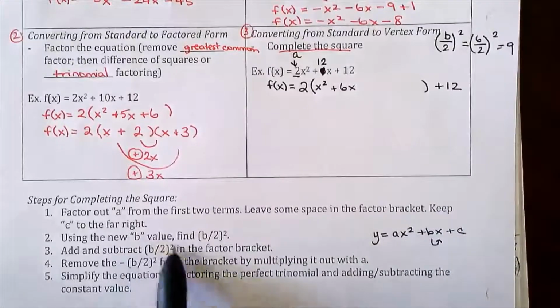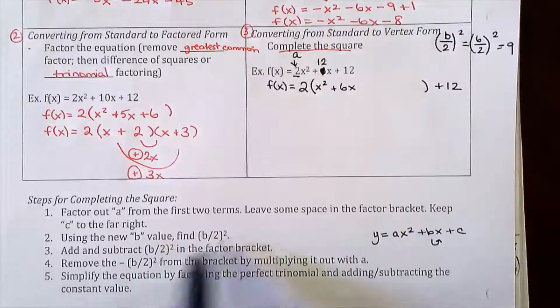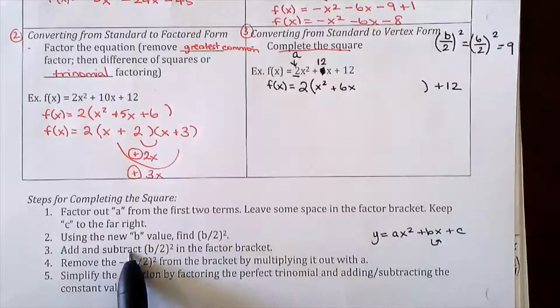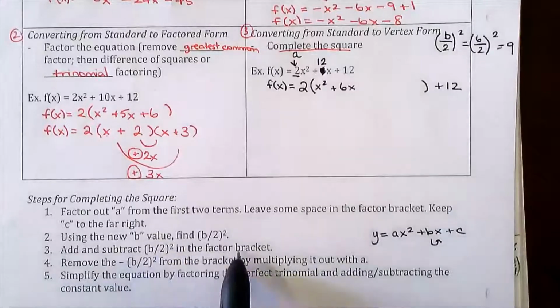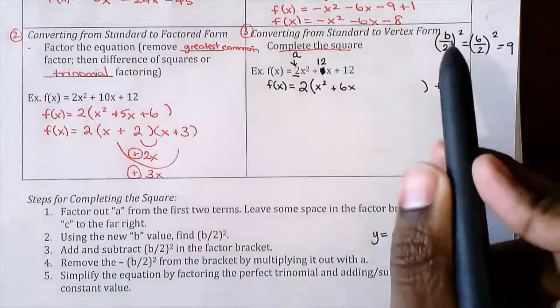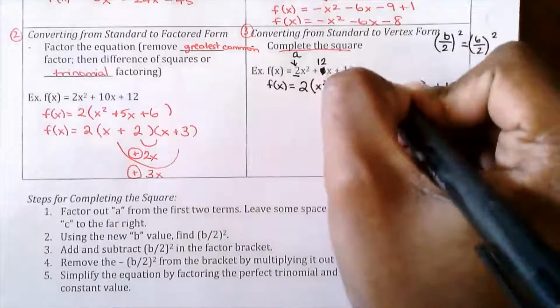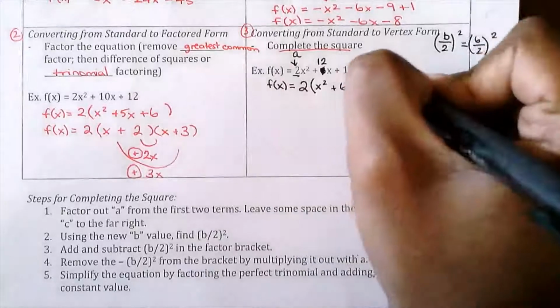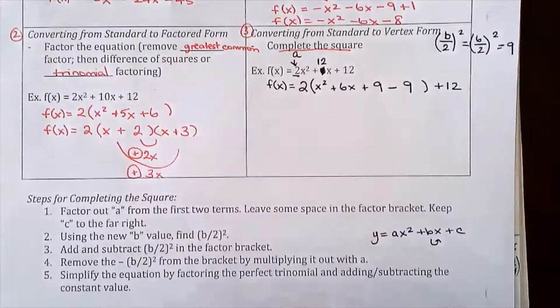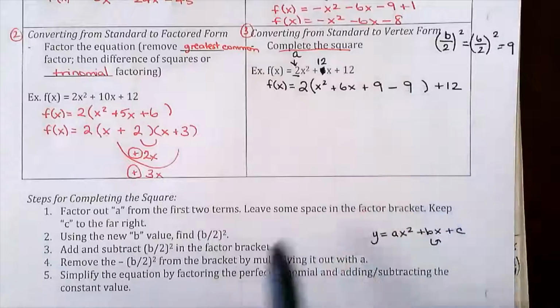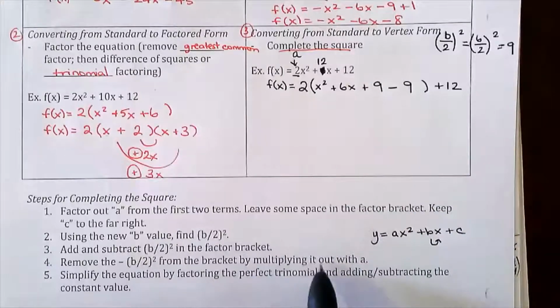So using our b, we found b divided by 2 squared. We're going to add and subtract that number in the factor bracket. So b divided by 2 squared gave us 9. We're going to add 9 in the bracket. We're also going to subtract 9 in the bracket. Step 4, remove the negative b over 2 squared. So remove the negative 9 in this case from the bracket by multiplying it out with a.